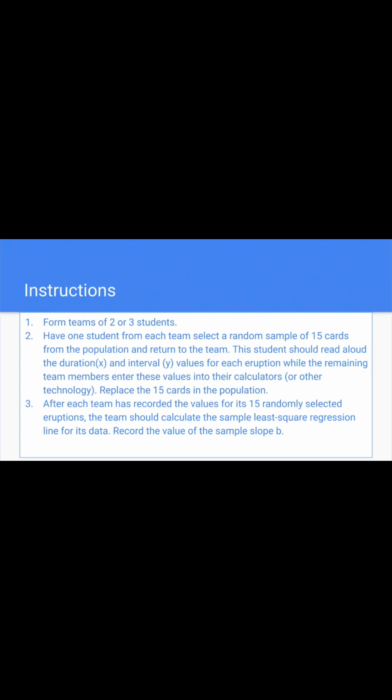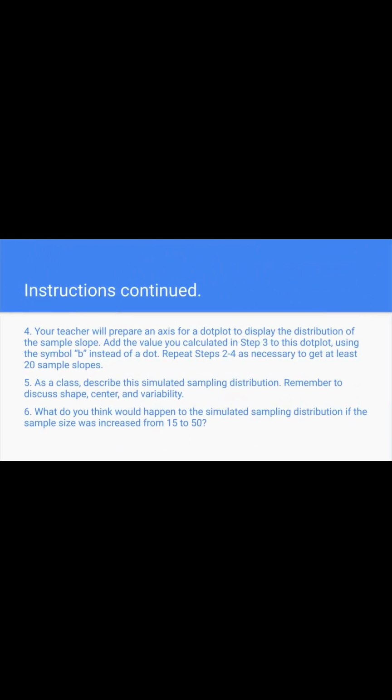It is important to note that for this video, we will be using Statplet, which means we basically get to skip these 3 steps. However, if you're doing this in class, follow your teacher's instructions. Step 4. Your teacher will prepare an axis for a dot plot to display the distribution of the sample slope. Add the value you calculated in Step 3 to this dot plot using the symbol b instead of a dot. Repeat steps 2 to 4 as necessary to get at least 20 sample slopes.